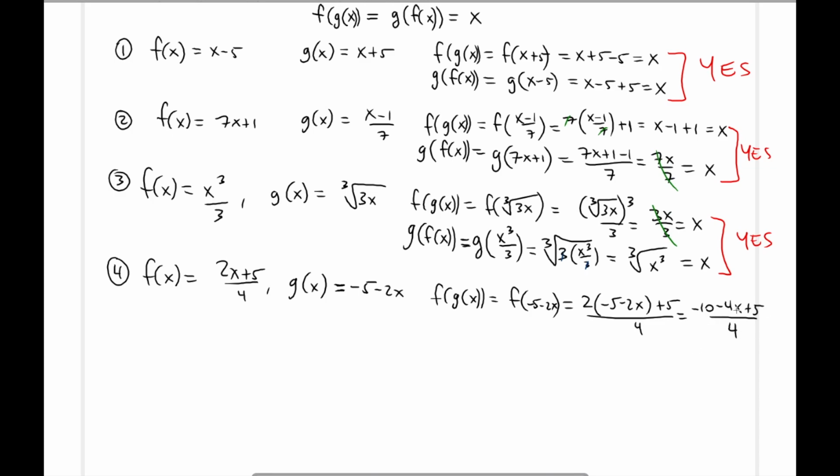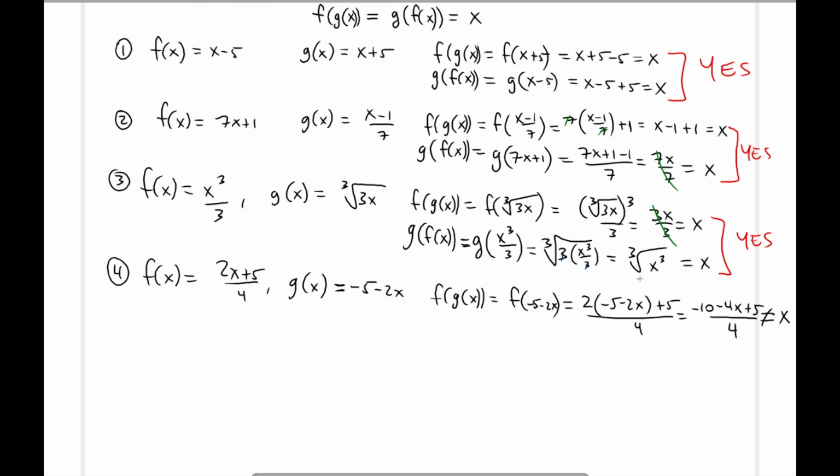Now notice there's no way that this is going to be equal to x because first of all, everything else must cancel out and we have to have 1x. Minus 10 plus 5 is not 0 to begin with. And even if they were 0, minus 4 over 4 is negative x, and that's not positive x. So that's not equal to x.